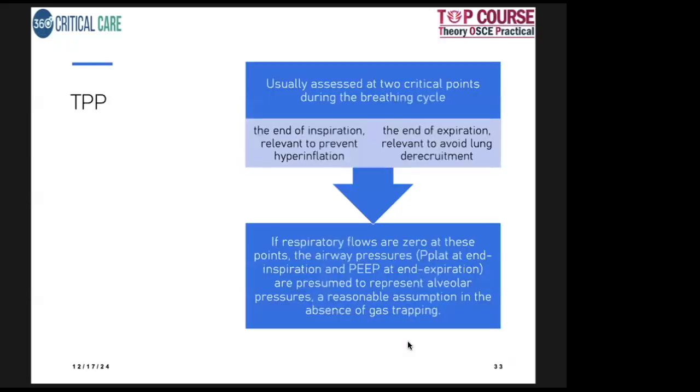So the transpulmonary pressure is usually assessed at two critical points during the breathing cycle. At the end of inspiration, which is relevant to prevent hyperinflation. At the end of expiration, which is relevant to avoid lung derecruitment. So if the respiratory flows are zero at these points, the airway pressures are presumed to represent the alveolar pressures, a reasonable assumption in the absence of gas trapping.